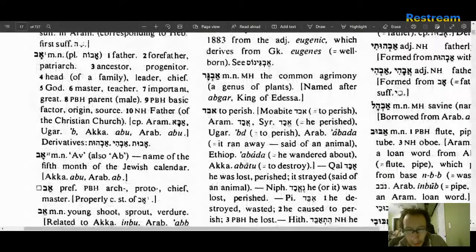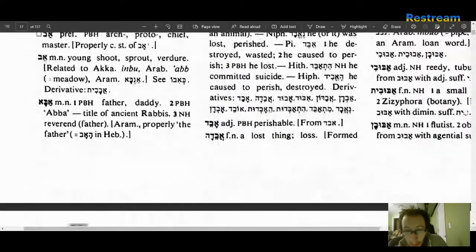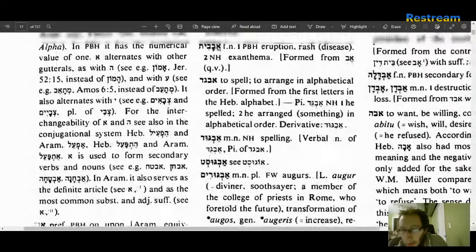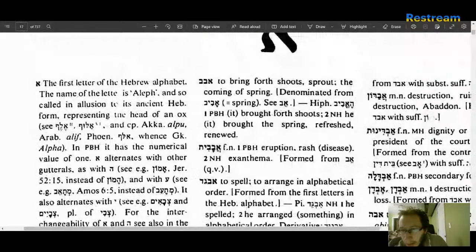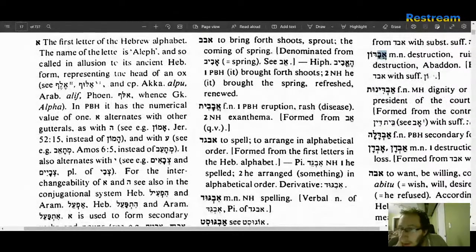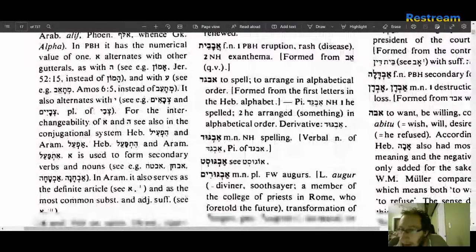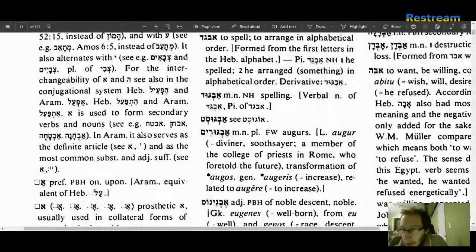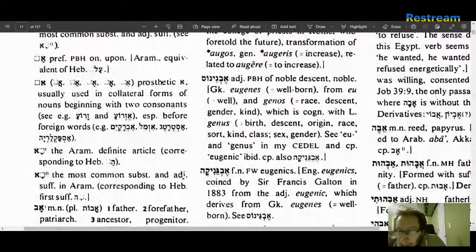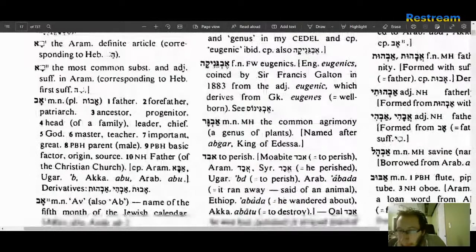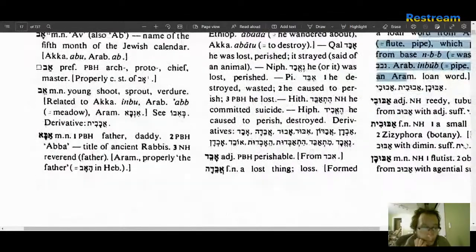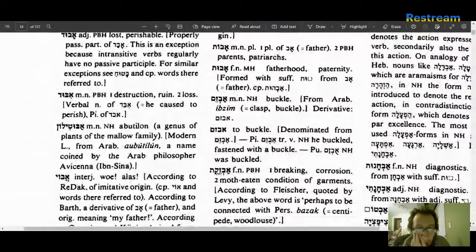So here's abad, which is to perish or to be lost, to destroy. And it has a lot of these same words. So Abaddon, which is the ultimate destruction or total destruction. And we did Abba, which means to want or be willing for something. Same word occurs in Akkadian. Talk about some instruments. Let's see here.